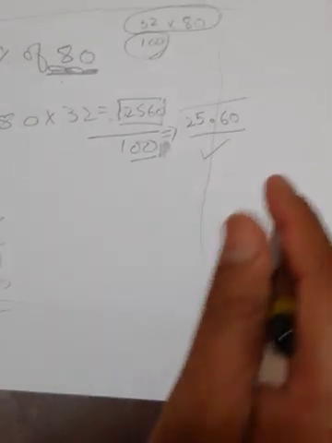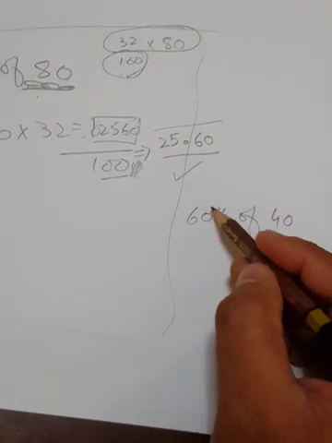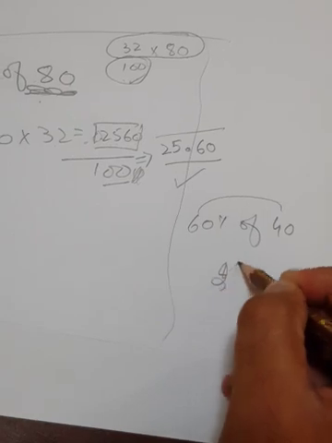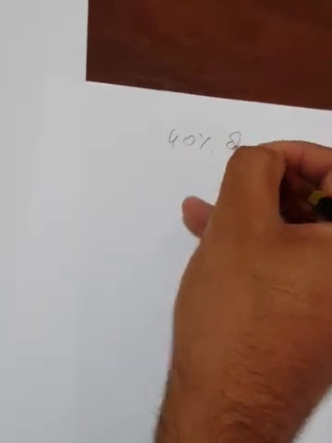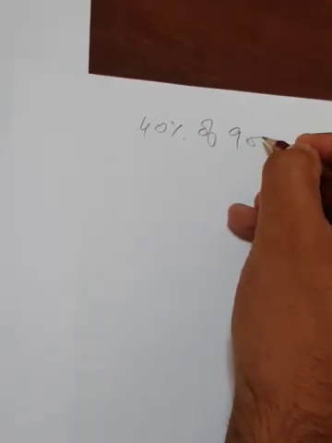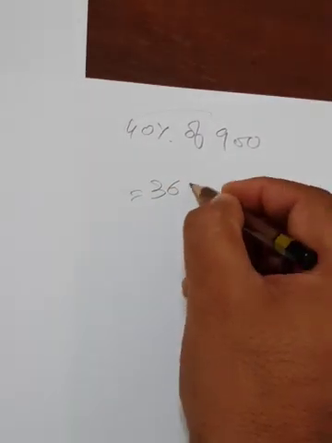The quick method I was talking about was what? Finding 60% of 40. It's easy. 6 times 4 makes what? 24 is your answer. Yes, it is that easy. If I have to find out, for example, 40% of 90 or 900, 9 4s are 36, I will add 0.